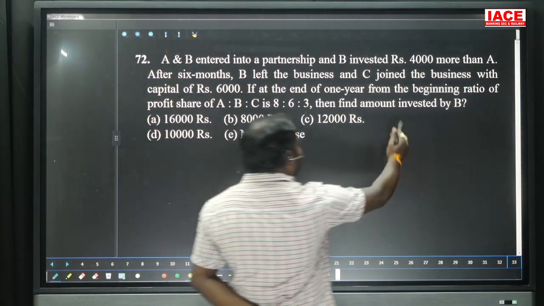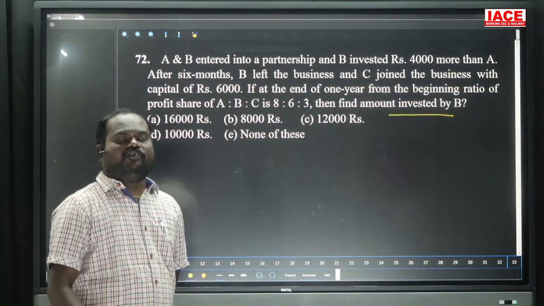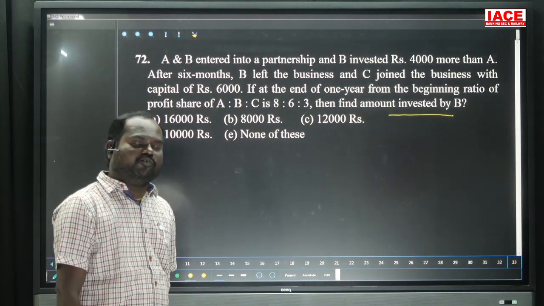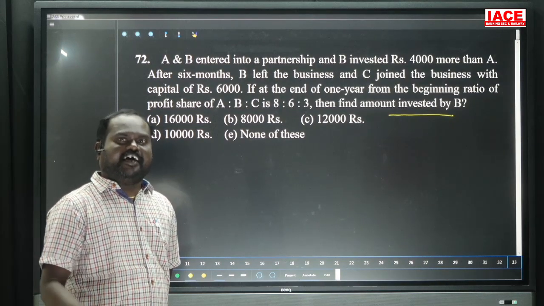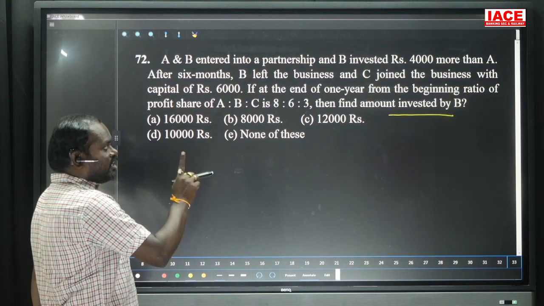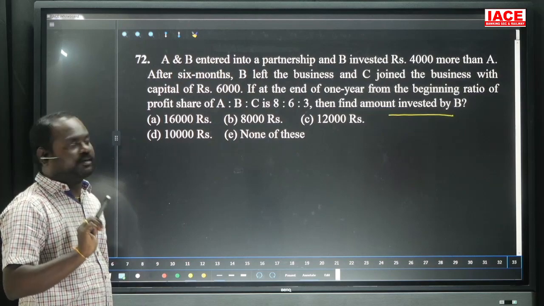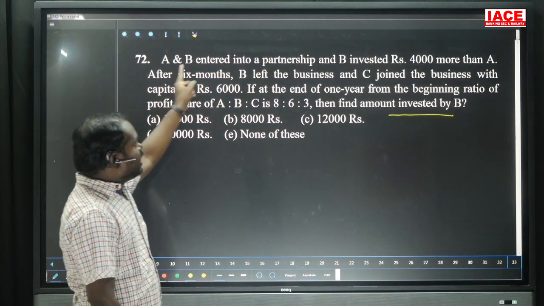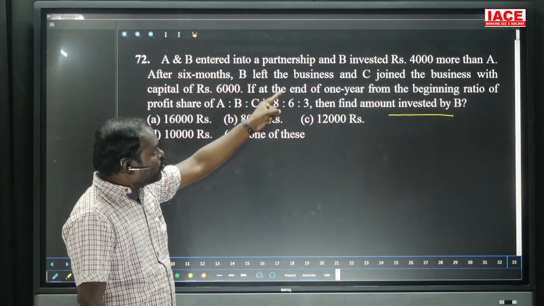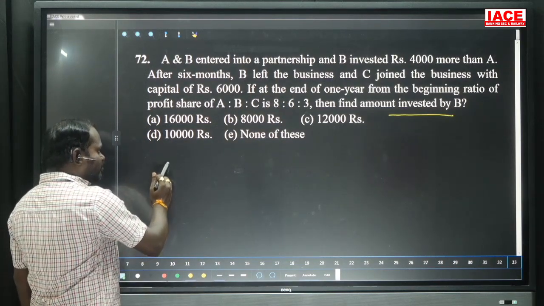The question is asking what is the amount invested by B. We can follow the step by step method, otherwise we can follow option verification also. As per option verification, our options are indicating B's investment. As per the first option, B's investment is 6,000. But the question says B invested 4,000 more than A. So if B is 16, A's investment will be 12.